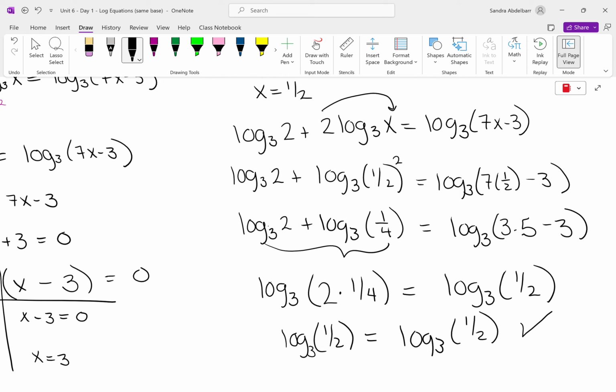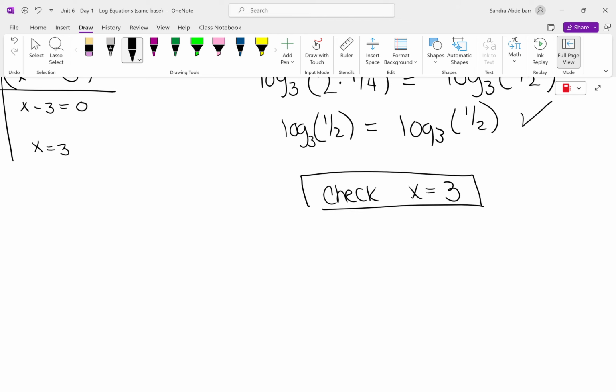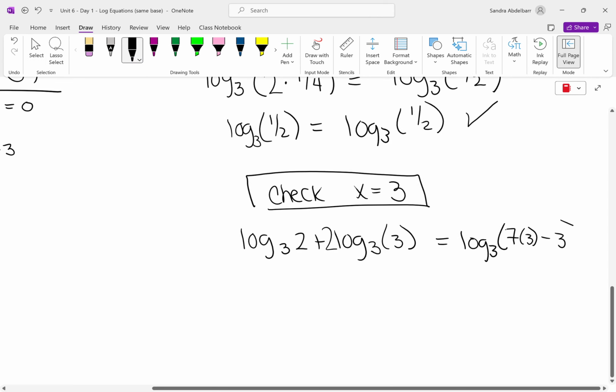I'm not done. What else do I have to check? The 3. So now we're going to check x equals 3. So here we're going to have log base 3 of 2 plus 2 log base 3 of 3 equals log base 3 of 7 times 3 minus 3.